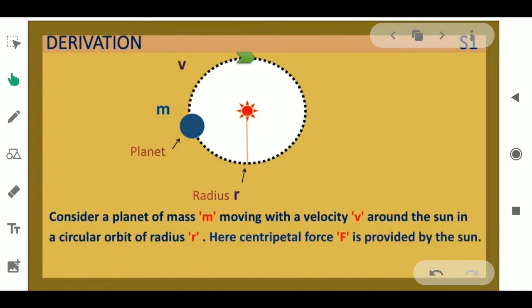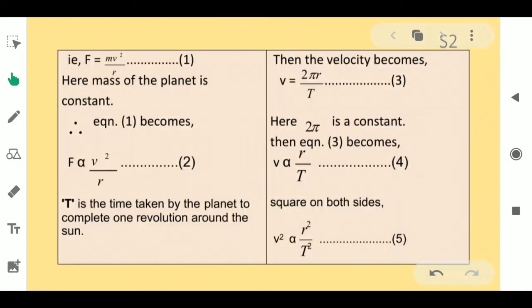And here, an important thing is that in the case of Kepler's law, he just introduced an elliptical orbit, but in the case of the inverse square rule, Newton considered a circular orbit instead of an elliptical orbit. Consider a planet of mass m moving with a velocity v around the sun in a circular orbit of radius r. Here, the centripetal force is provided by the sun.